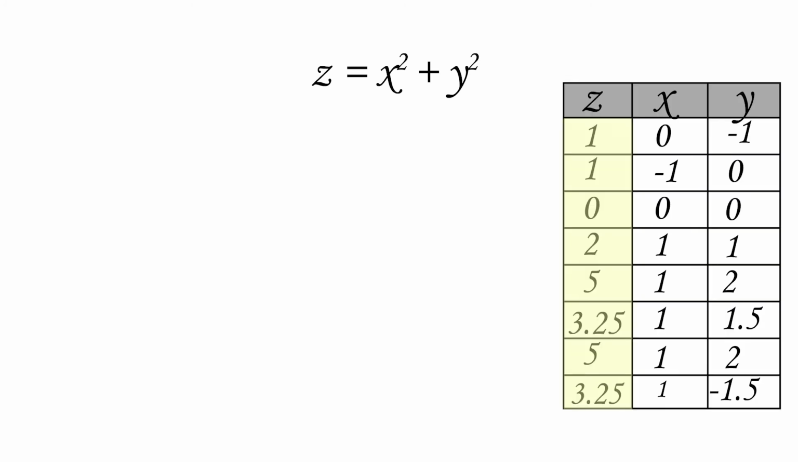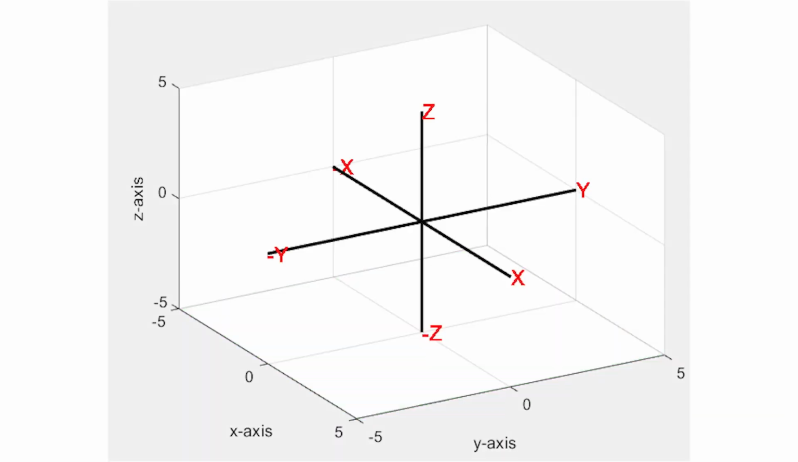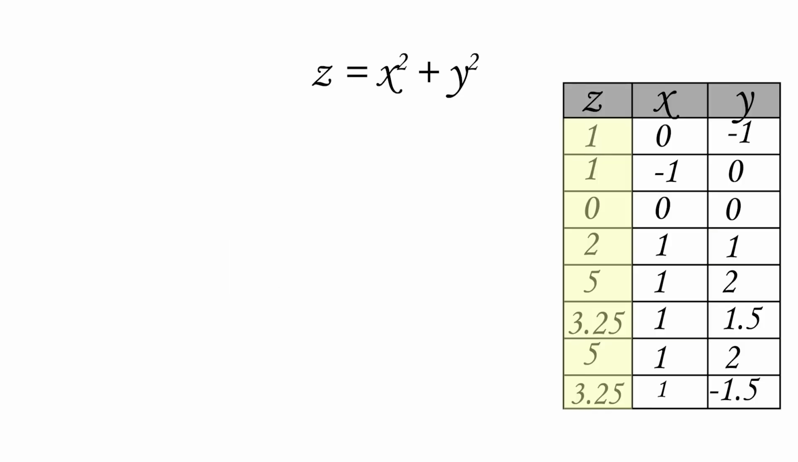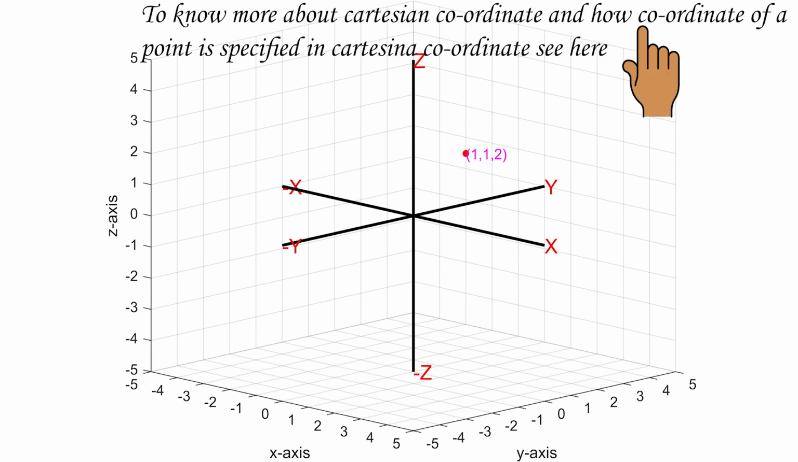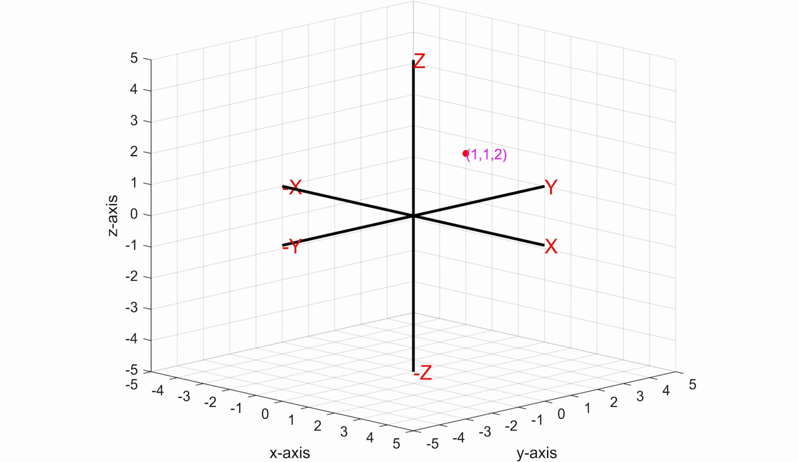So, for a two-variable function, the domain consists of the coordinates of the xy plane, and the range consists of the height or the values on the z-axis for that point on the xy plane. So for the function f(x, y) equals x squared plus y squared, at (x, y) equals (1, 1), the value of z is 2. And its representation on 3D Cartesian coordinates is this. Thus, the coordinate of this point is given as (1, 1, 2).